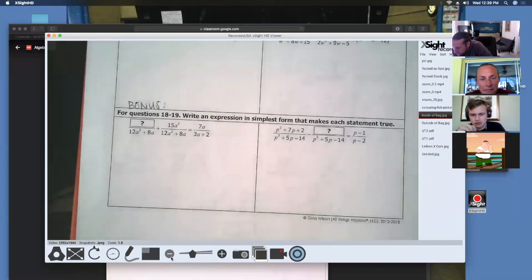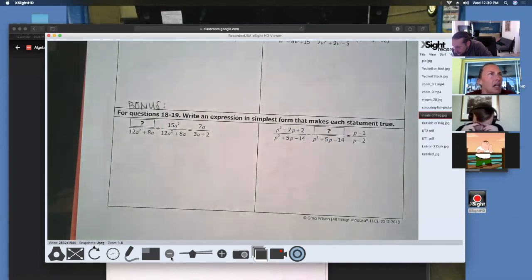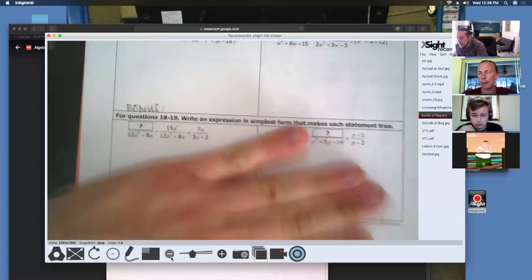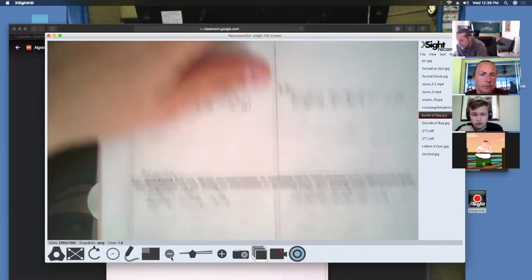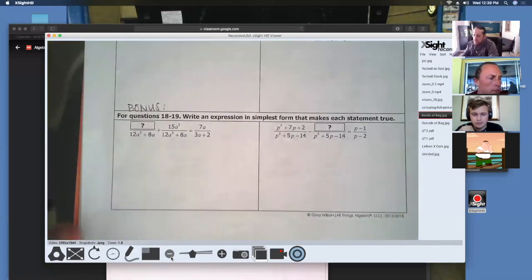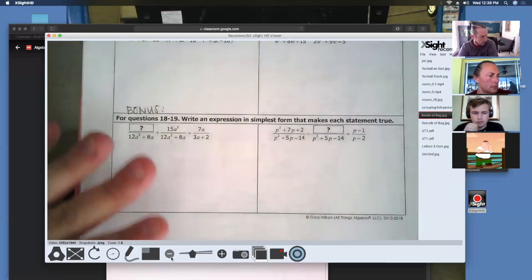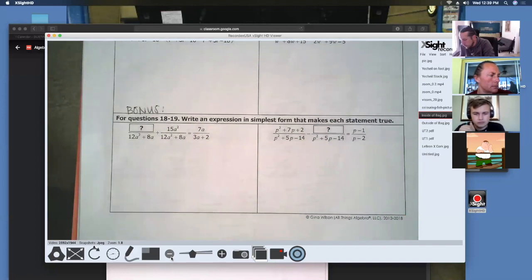All right. For question 18, write an expression in simplest form that makes each statement true. Oh, so this is completely separate from that 18 and 19. Okay, those aren't connected. These are just 18 and 19 before we changed the numbers, so that number should be changed. All right, let's go through here then.